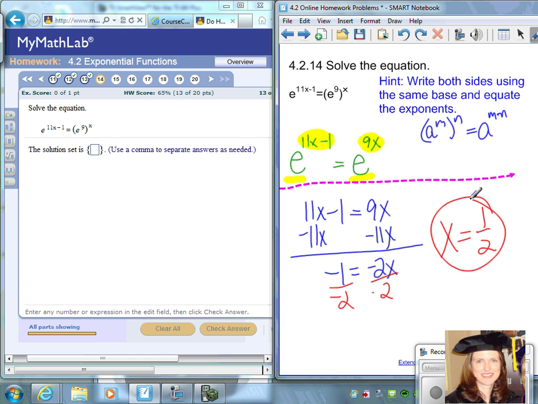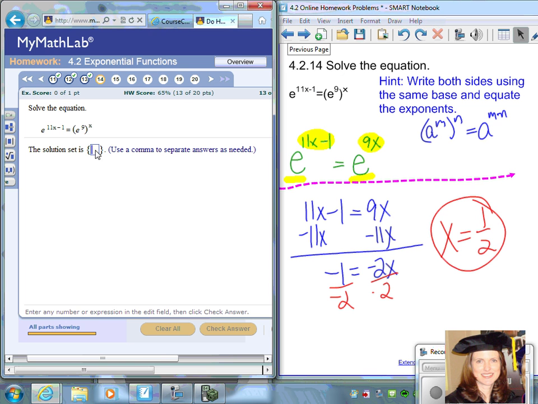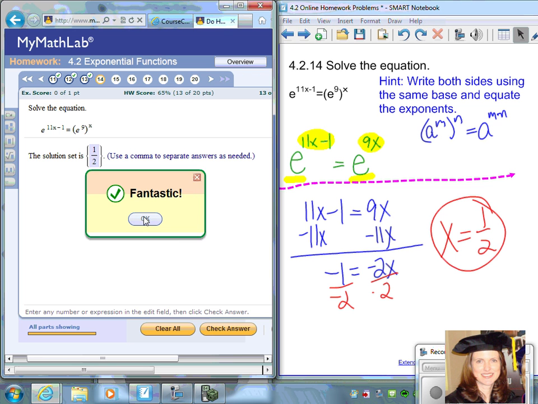Okay, so when you plug that back into the original, you can check that, plug it into both sides. The whole left side of the equation should equal the right side of the equation. So we're going to check 1/2 as our answer.